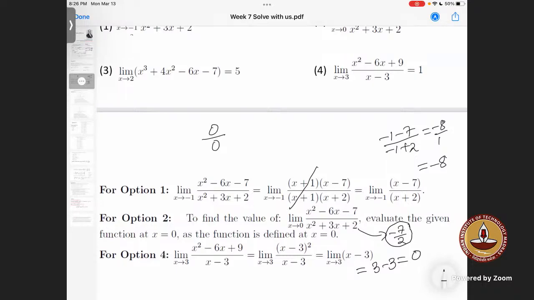Most of you have given the correct answer. 1 and 3 are the correct answers. Now we will move to question number 2.